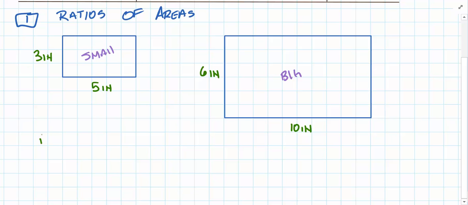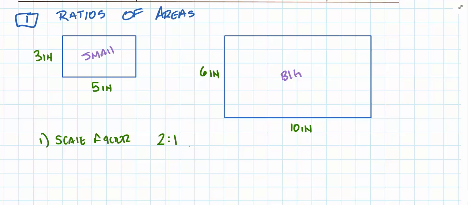Number 1. What's the scale factor from big to small? From big to small. 2 to 1, right? The scale factor from big to small is a 2 to 1 scale factor. Everybody agree with that? Would you also agree that these figures are similar? Why are they similar? They're the same shape, okay? They have congruent angles, and they have corresponding sides in a ratio of 2 to 1. That's our scale factor. You guys cool with that part?